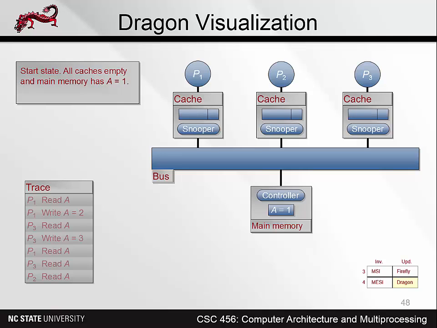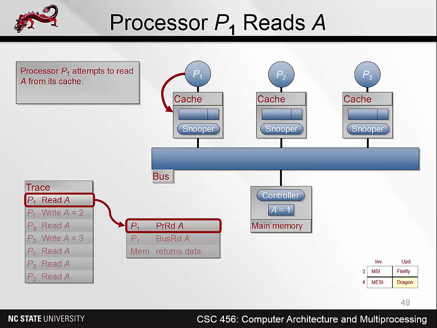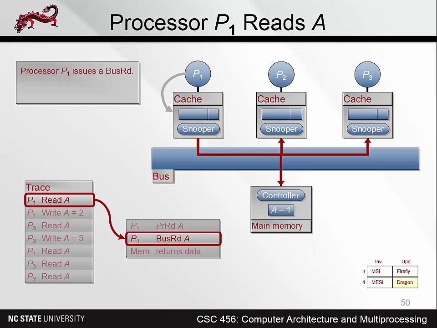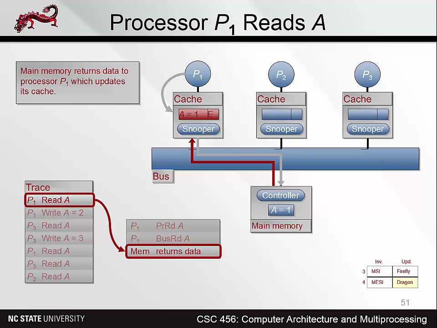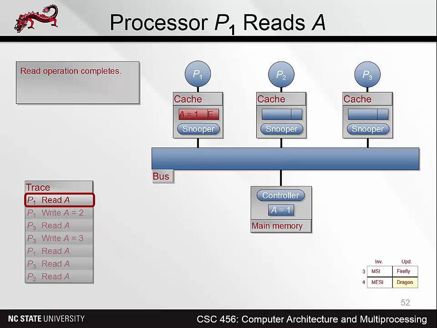When our animation starts, all caches are empty and the value of A in main memory is 1. Processor P1 reads A, but A is not yet cached. This induces a bus read transaction. The memory controller responds with a block. The block reaches P1's cache. The state of the line is set to E since the line has not been modified and is not held in any other cache. This completes the read operation.